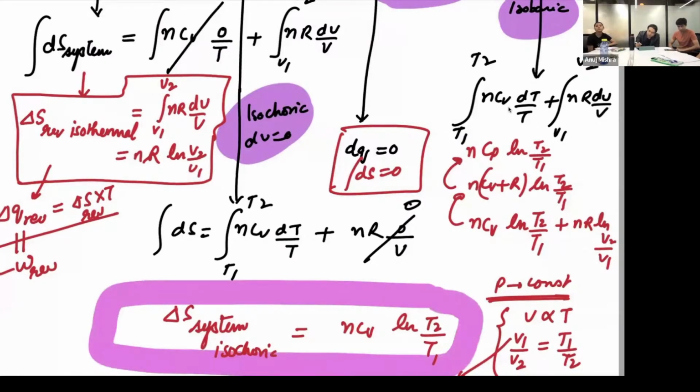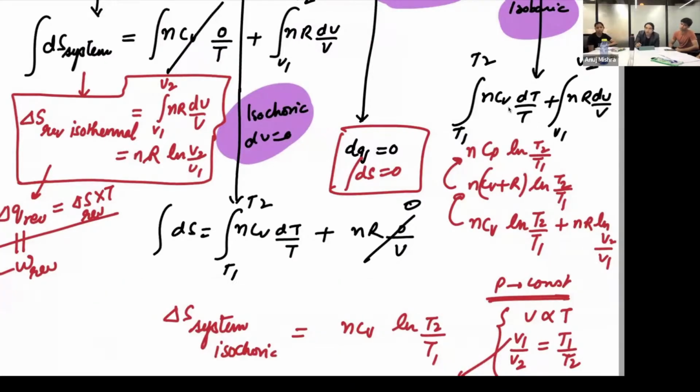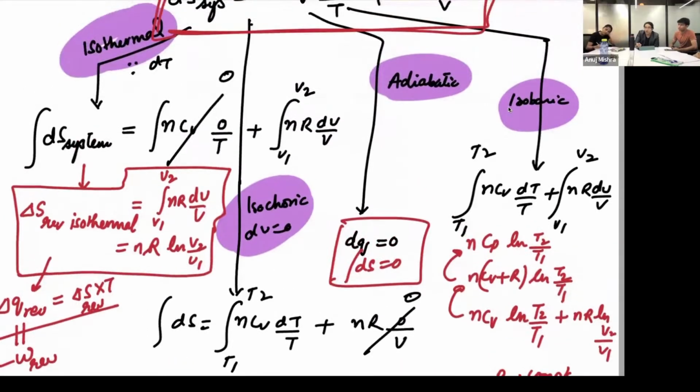Any problem? You can write this nR ln V2 by V1 as minus nR ln P2 by P1 also, right? If it is isothermal, yes. Not for all the cases. If it is isothermal, V2 by V1 will be equal to P1 by P2, because in the isothermal case T will be constant, so P1V1 is P2V2. If it is not isothermal, we can't use that result. So whenever you use any result, please try to check the limitation also. Don't use everything everywhere.